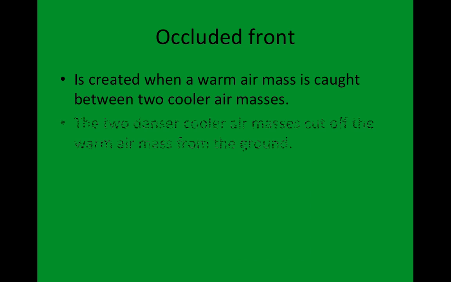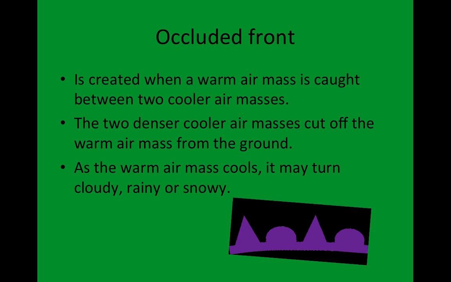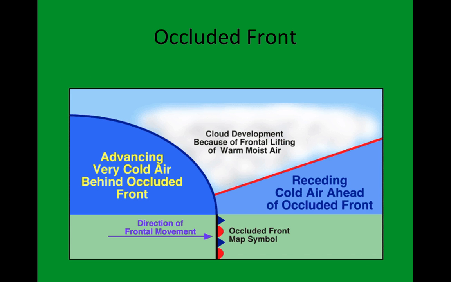And then finally, you have an occluded front. An occluded front will form when a warm air mass is caught between two cooler air masses. The two cooler air masses cut off the warm air mass from the ground, and then that warm air mass is going to rise or be forced upward by those two cooler air masses, and they can turn cloudy, rainy, or snowy. And here's a diagram showing you that.